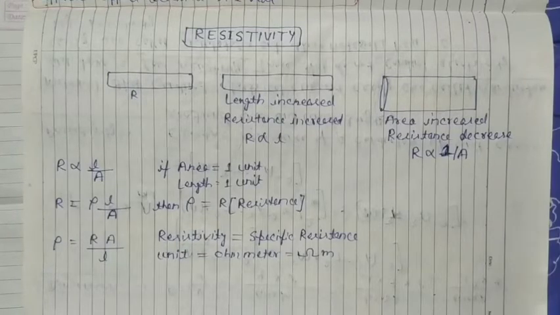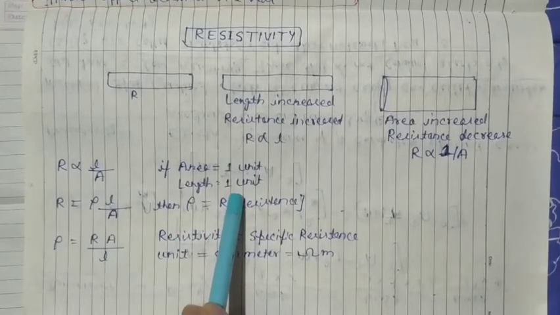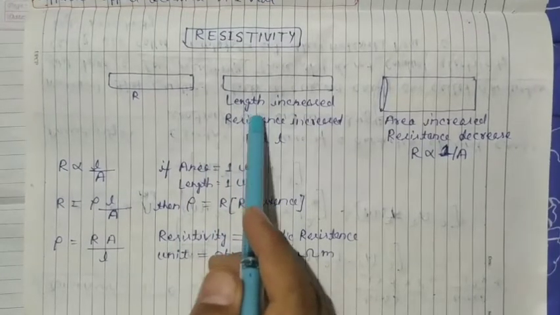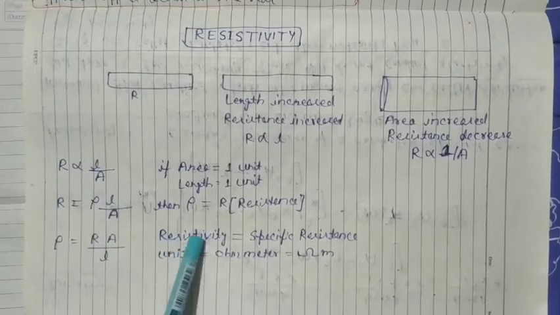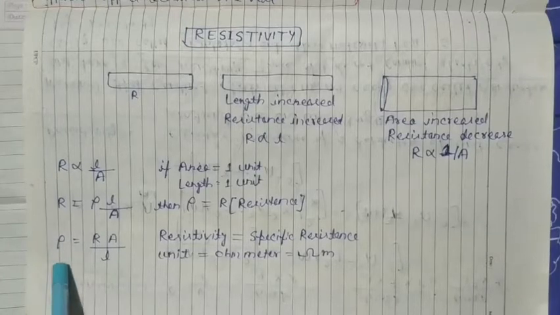Now what is the difference between resistance and resistivity? Answer: resistivity is the resistance with length 1 and area 1, and resistance depends upon length and area. Now if we change the material, we find this value is different. So this is the characteristic of the material. When we change the material, resistivity changes.